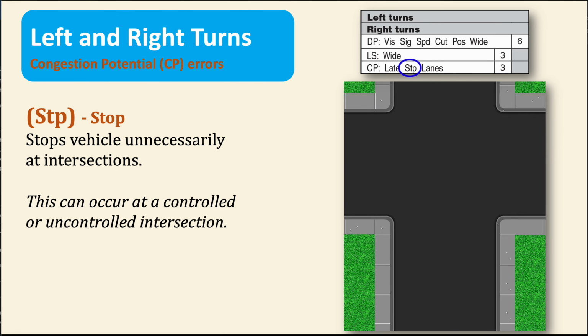The stop penalty. So when the applicant stops the vehicle unnecessarily at intersections when turning. This can occur at a controlled or an uncontrolled intersection. The applicant comes up, makes a full stop, and then goes to make their turn. There was no reason for the stop. There's nobody to yield to. All right, you're going to score a stop, STP.